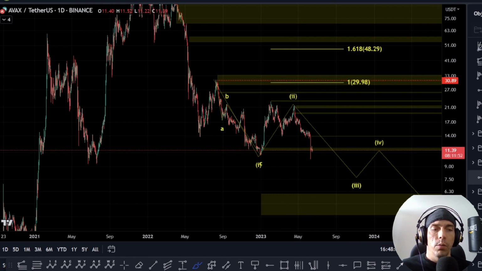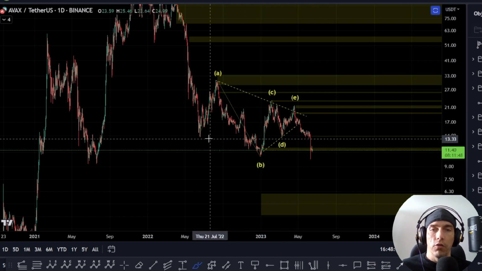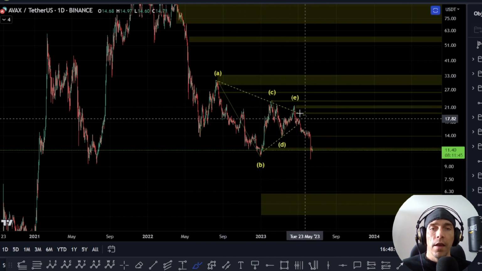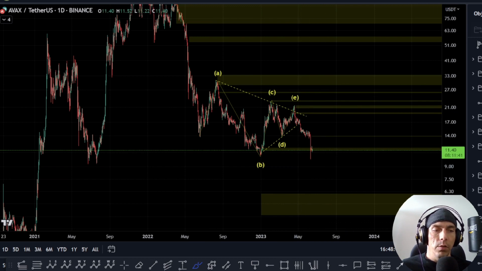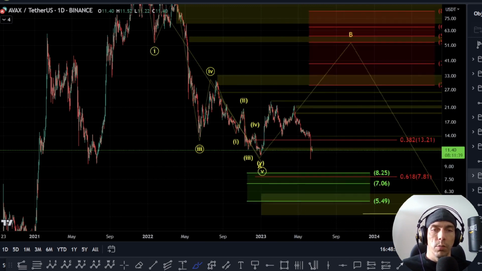Now one of the other ways that we were discussing this move is that possibly this structure could be a triangle here, where this is A, B, C, D, E, and we could be looking to break down from this point here in a 5-wave move. So this would be looking to continue this move to the downside.